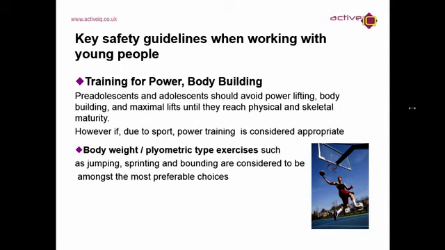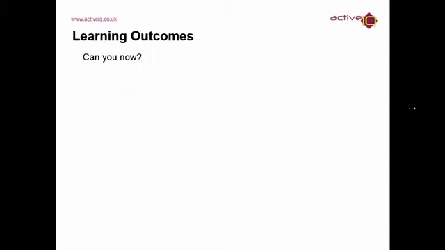We have training for power and bodybuilding, and I know we touched on this a little bit earlier on, but really maximal lifts and all-out strength work should be avoided. We don't want to be going in for that. If we want to be doing rep type work, so maybe 10, 15, 20 reps with some low free weights, that's fine. Along with body weight and plyometric type activities. So body weight is stuff like sit-ups, press-ups, pull-ups, and then we've got sprinting and bounding. They're going to be a lot safer for the adolescent group.